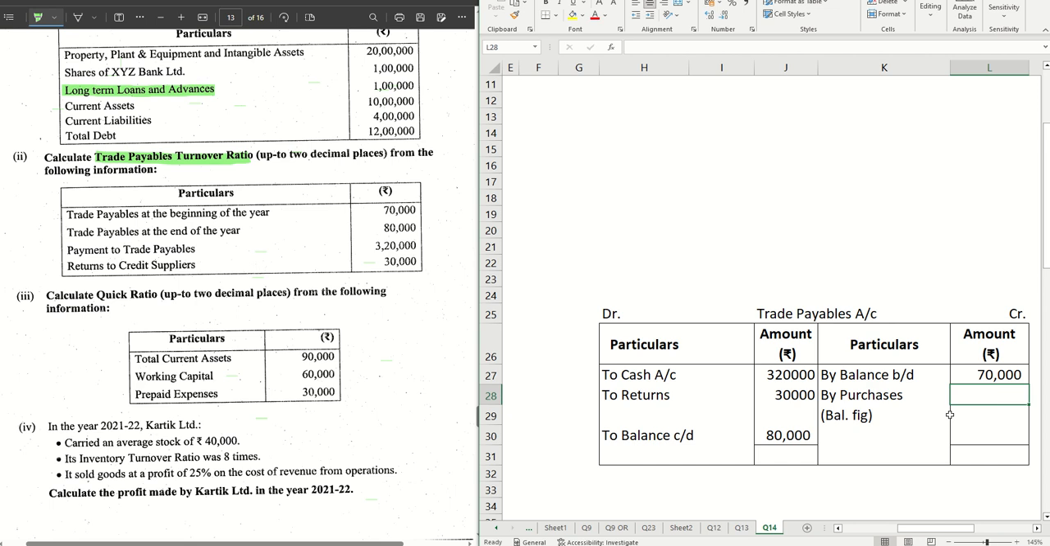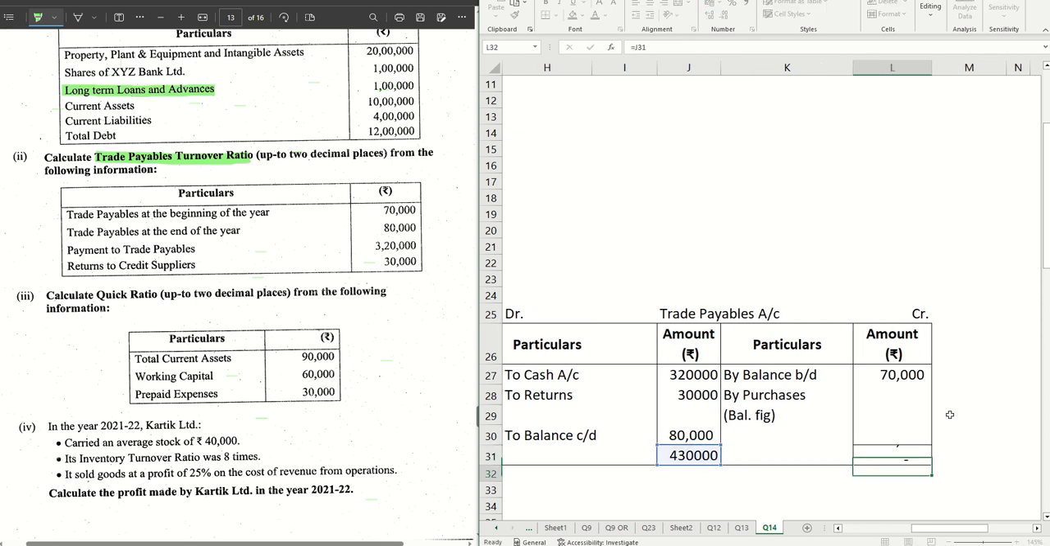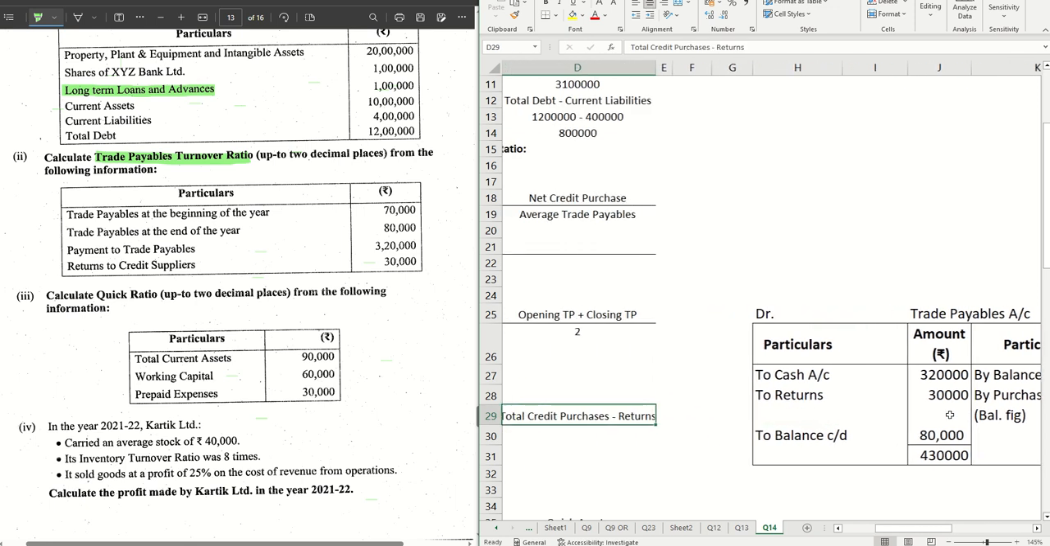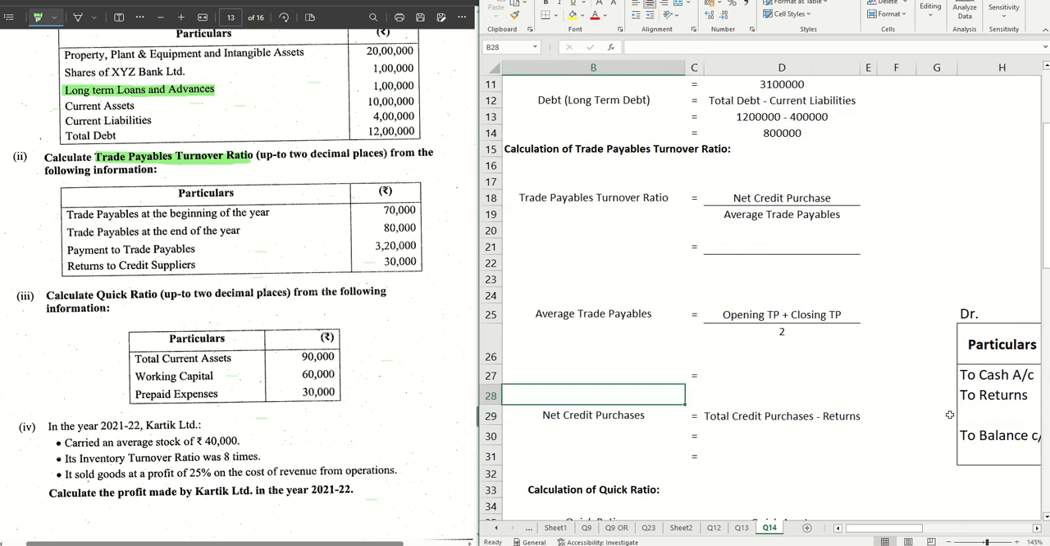How much are we getting? Let's do the total here. So that is straight away 4 lakh 30 minus 70, 3 lakh 60,000 is the net, is the credit purchases, not the net credit purchases. So let's come back to our formula.